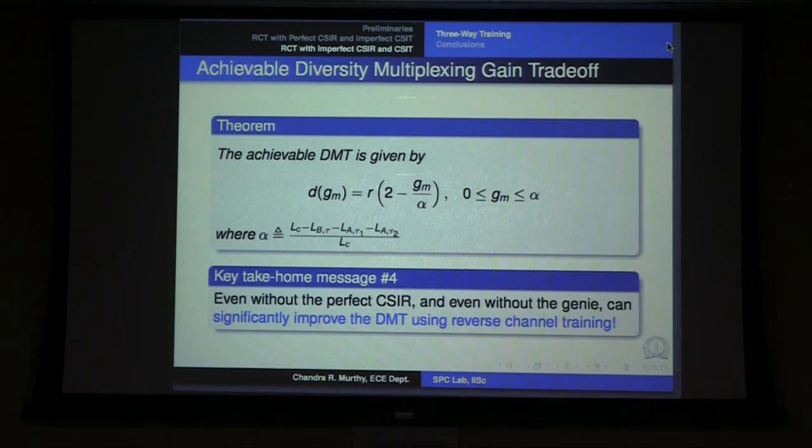When S equals 1, you get a diversity multiplexing gain trade-off of R times 2 minus GM over alpha, where alpha now is slightly different. It includes the training overhead from all 3 phases of training. So it's LC minus the sum of the training durations in all 3 phases, divided by LC. So even without perfect CSIR and without a genie-aided receiver, you can achieve a better DMT performance compared to no CSI at the transmitter by using reverse channel training. That's the key take-home message from this.